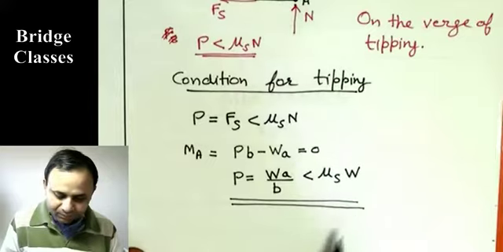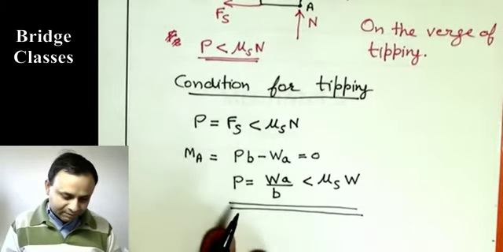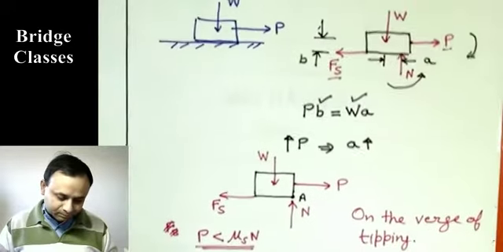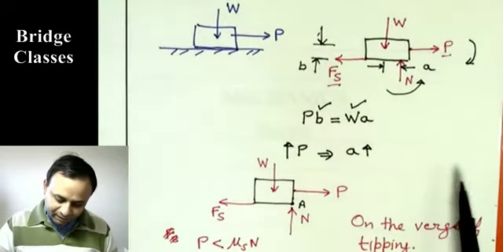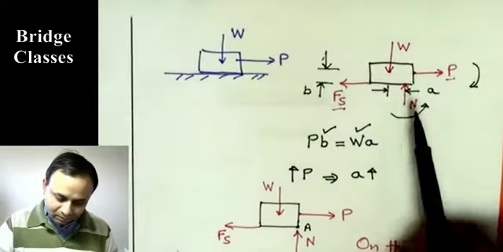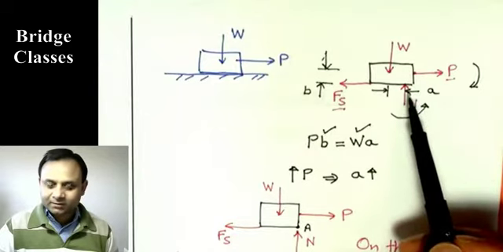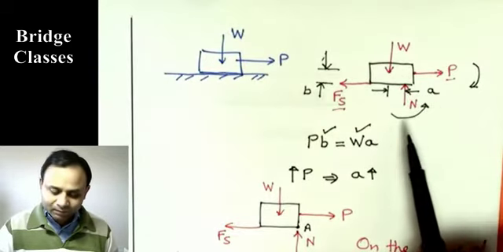So you get some condition. Okay, that is the condition for tipping. And now it is easy to understand. If the coefficient of friction mu is large, then there will be more tendency for tipping than for sliding.